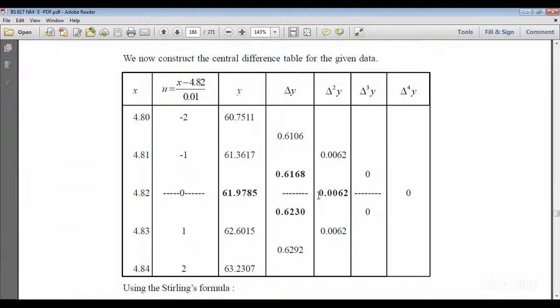So delta y, this is the minus I am taking here. 61.3617 minus 60.7511 is 0.6106. 61.9785 minus 61.3617 is 0.6168. 62.6015 minus 61.9785 is 0.6230. 63.2307 minus 62.6015 is 0.6292. Then again, 0.6168 minus 0.6106 is 0.0062. 0.6230 minus 0.6168 is 0.0062. 0.6292 minus 0.6230 is 0.0062. 0.0062 minus 0.0062 is 0, and the next difference is also 0.